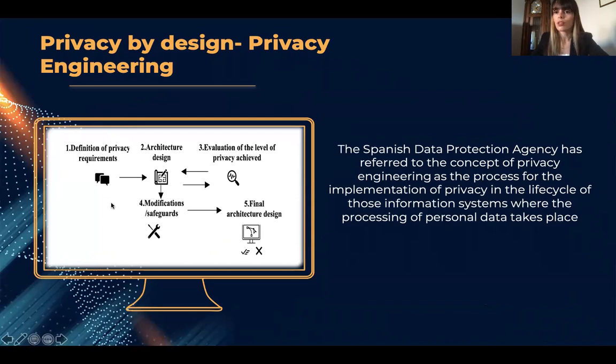First of all, we have to define the minimums, the privacy requirements, and then we have to design the architecture. Let's say that this is going to be a dynamic process in which we would evaluate the technology, whether it fulfills these privacy requirements previously stated, and in the end, we could get a final evaluation and a final architecture design.